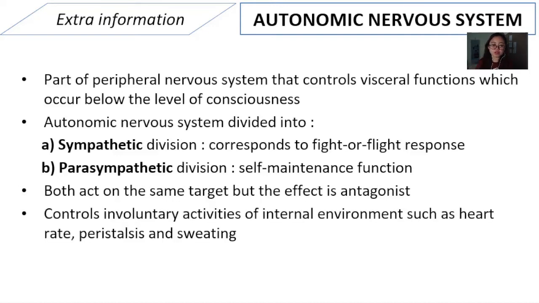The autonomic nervous system will control involuntary activities of your internal environment. So you must have thought, what are the examples of this autonomic nervous system? Well, examples are your heart rate, control of your heart rate, making it go faster or slower. Peristalsis, which is the process of swallowing food and pushing that food all the way to the end of your digestive tract. And also sweating. Sweating is also controlled by your autonomic nervous system.